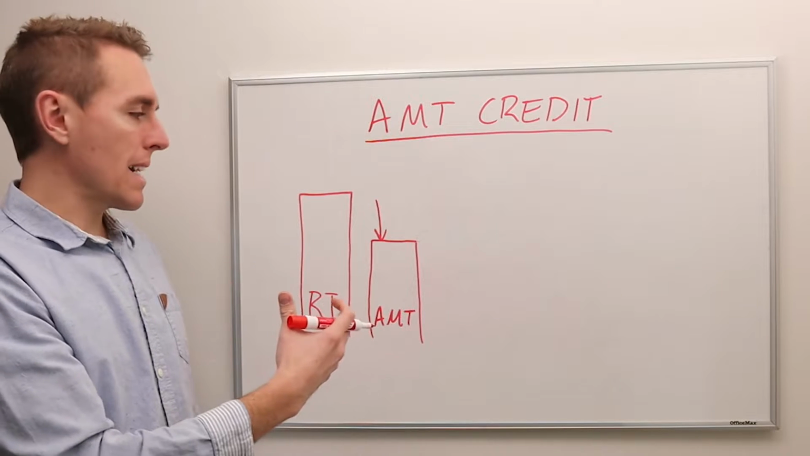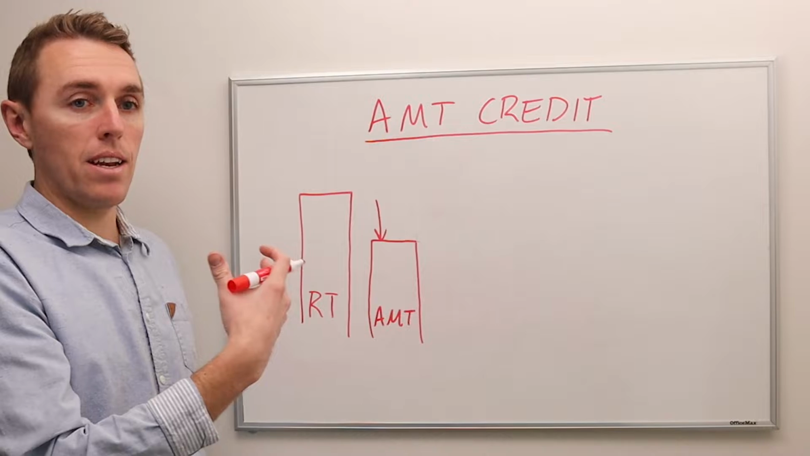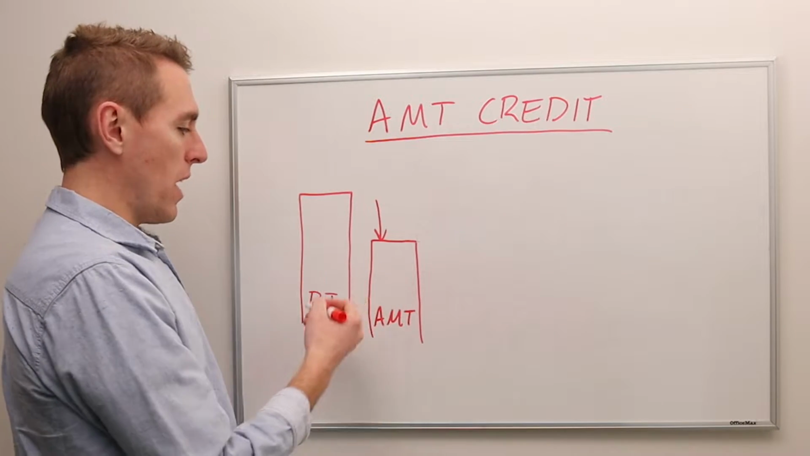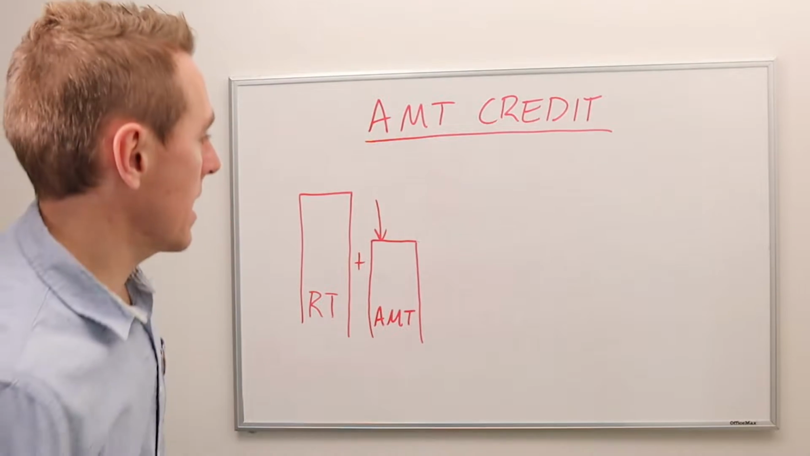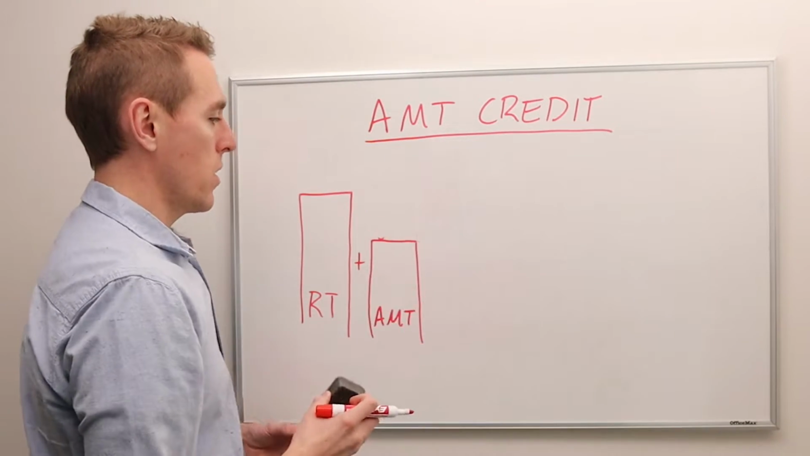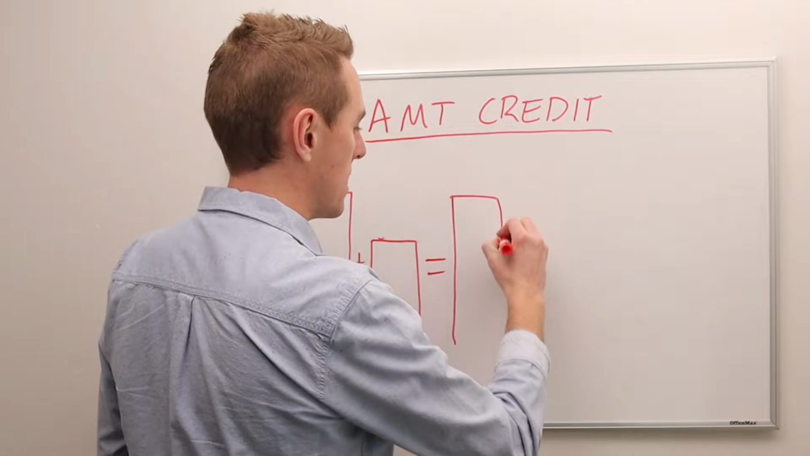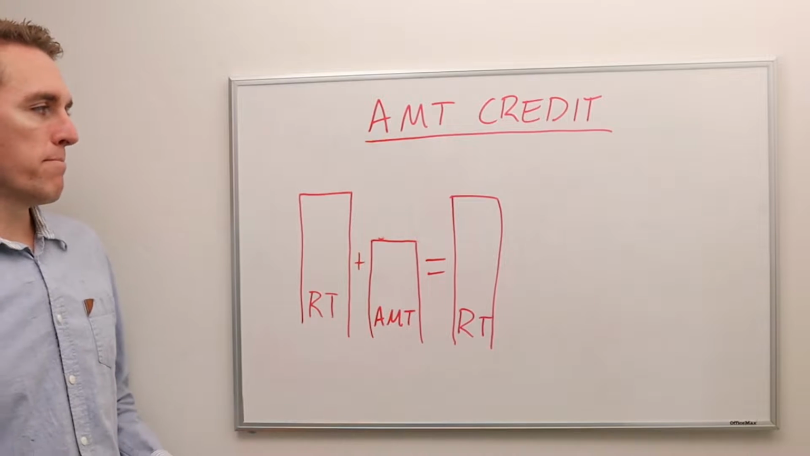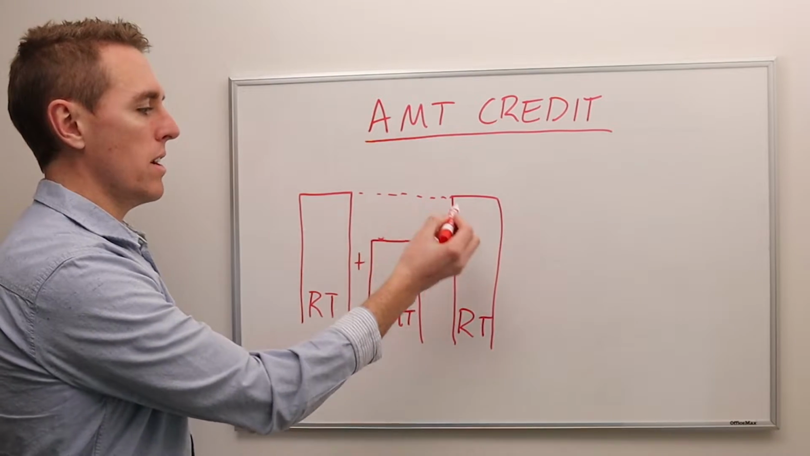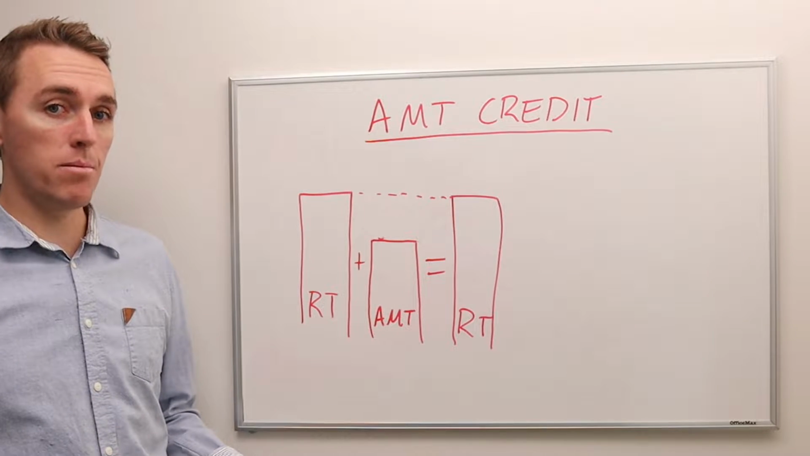So let me show you exactly how this looks when it's the end of the tax year and you're paying taxes. So if you have your regular tax liability and your AMT tax liability, that looks like this. Your tax liability is going to be the exact same height as your regular tax. So that will just carry on over right there. That portion is your regular tax. In this case, you are not paying any AMT.